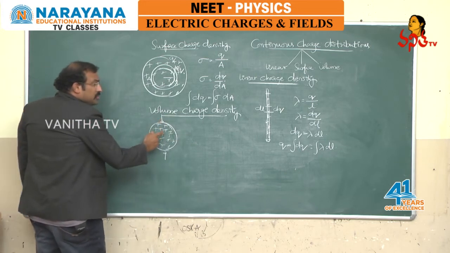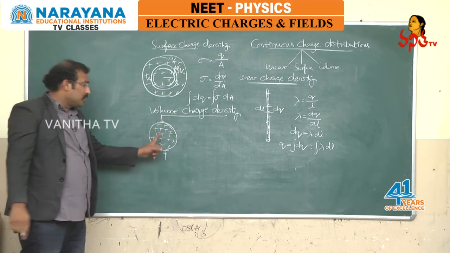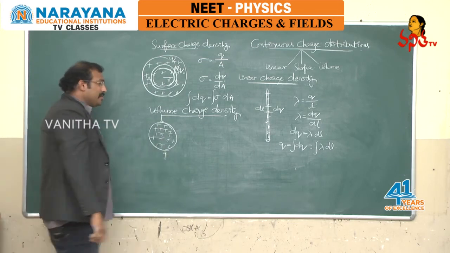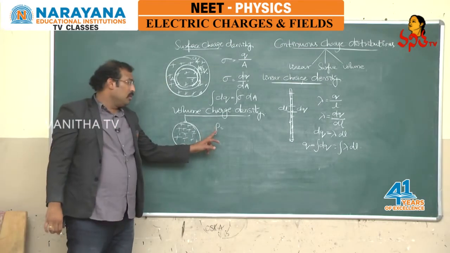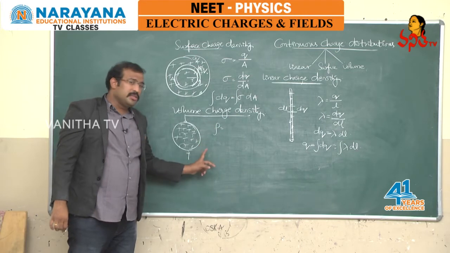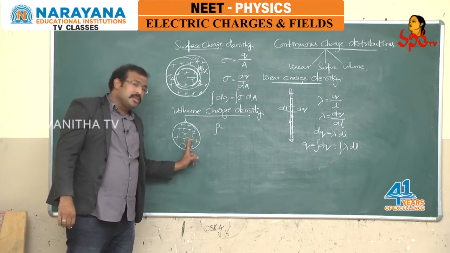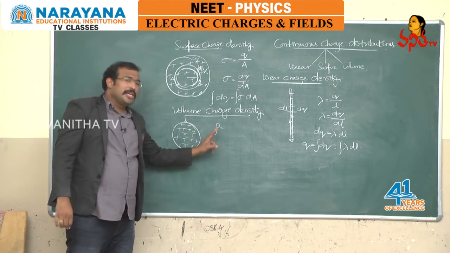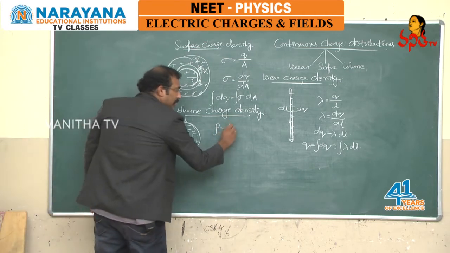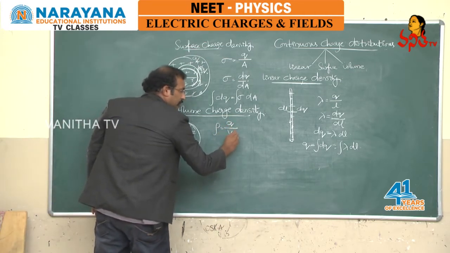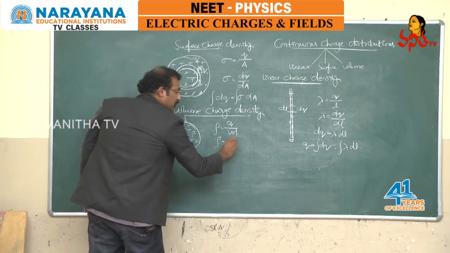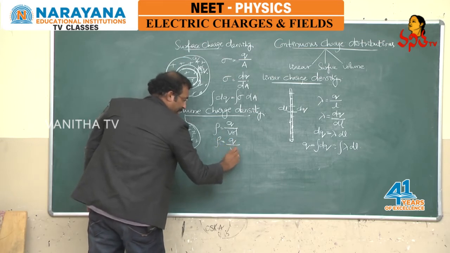Now the volume charge density of the solid sphere is defined as rho. Rho represents volume charge density. The volume charge density of a solid sphere can be defined as the charge per unit volume. Rho is equal to Q by V.